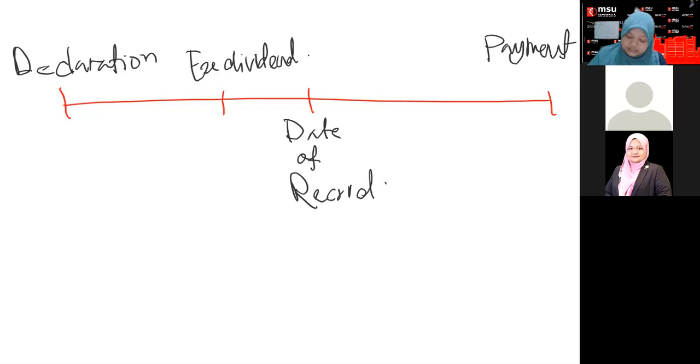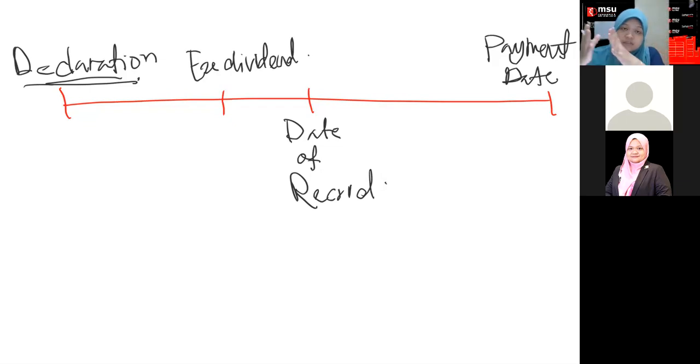So it depends on what they declare. If it is a stock dividend, then during the payment date, the receiver will receive more shares. If the declaration is a cash dividend, during the payment date, the investors or the shareholders will receive the cash dividend according to how many shares they own.